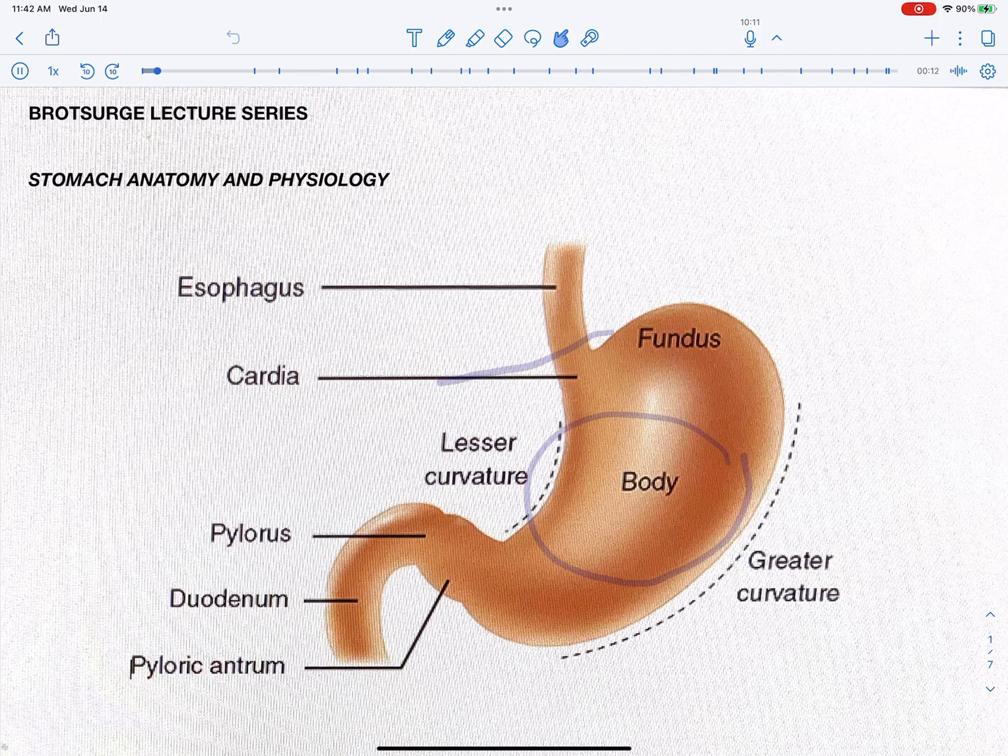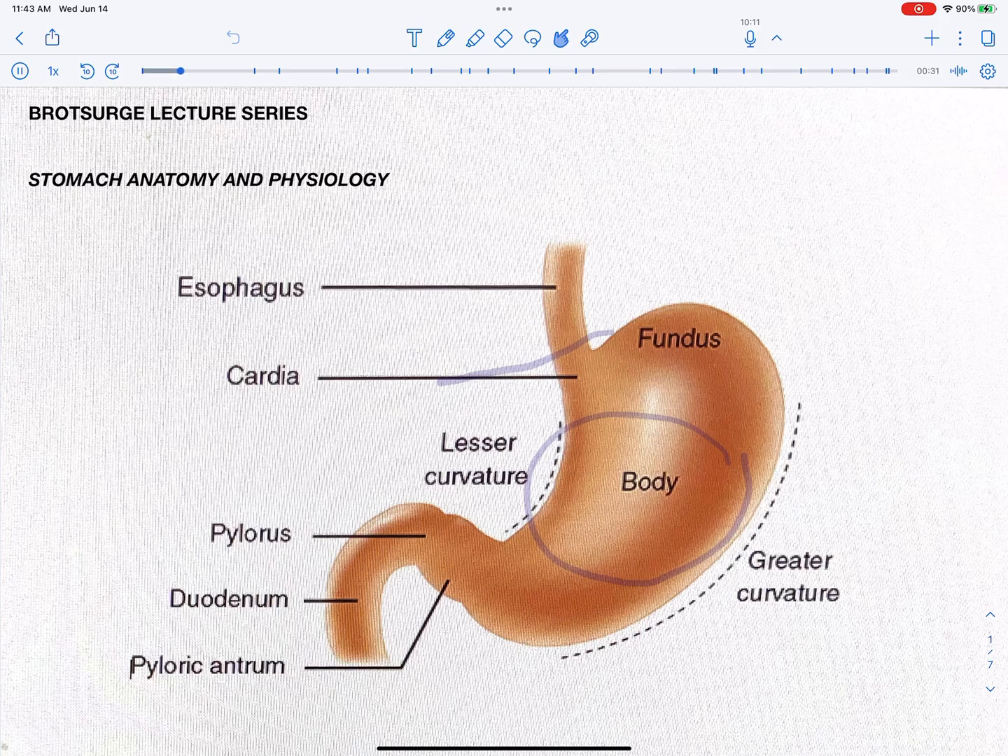The stomach is a gastrointestinal organ. It sits between the esophagus and the duodenum. Above it is the diaphragm. Laterally are the spleen and the liver, and the pancreas is posterior. Eating a bolus of food is what stimulates the stomach.